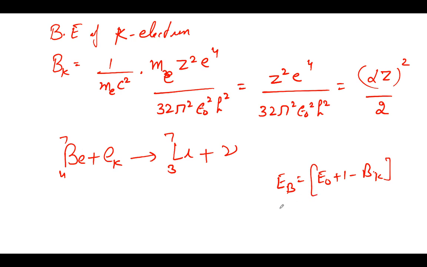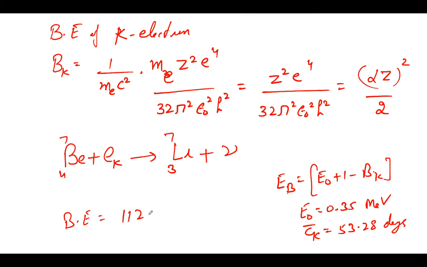So this E naught for this reaction is equal to 0.35 mega electron volt, while tau k is equal to 53.28 days, that is, the half-life period of this reaction is 53 days. For the K shell, the binding energy comes out to be equal to 112 electron volt. This value is very, very small as compared to the value of E naught plus 1. Therefore this is the maximum energy found experimentally, and the binding energy is so small that it is neglected.